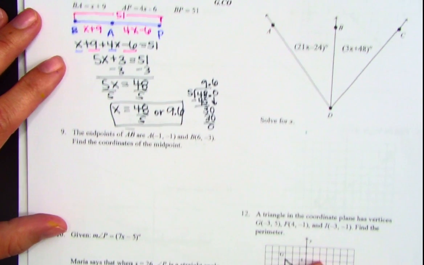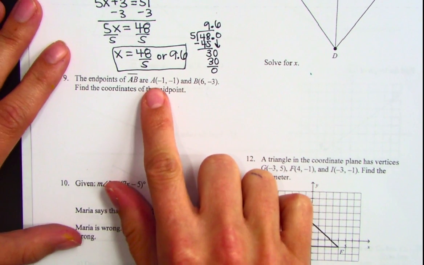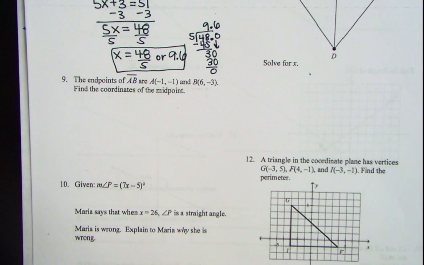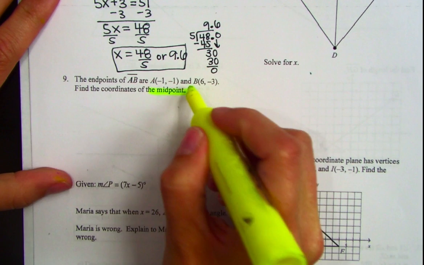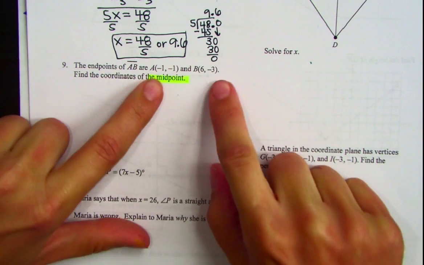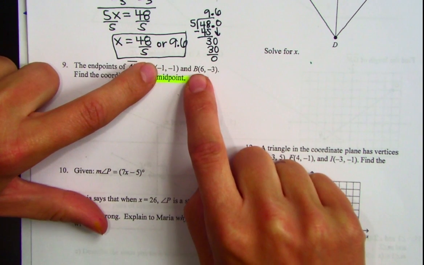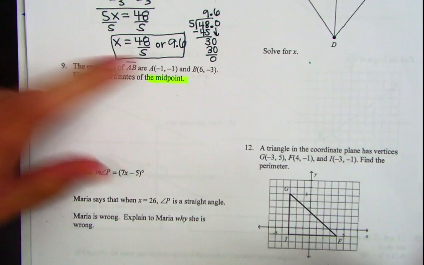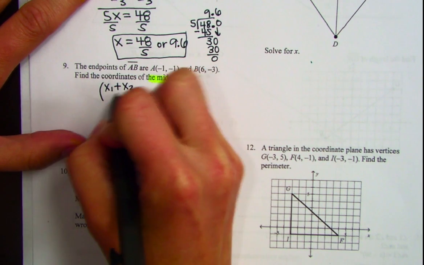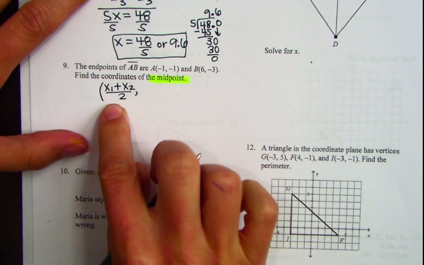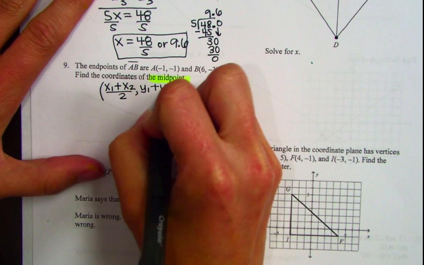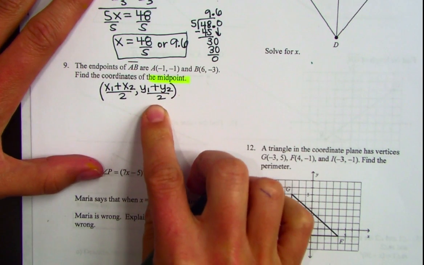Okay, number 9. The endpoints of segment AB are A (-1, -1) and B (6, -3). We're going to find the coordinates of the midpoint. So remember, when you find the midpoint, you can think of it as the average between the two ordered pairs. So we're going to find the average of the x values and the average of the y values. So it follows the formula x1 plus x2 divided by 2 for my first coordinate, the x in the coordinate, and then y1 plus y2 divided by 2 will give me the y for the midpoint.